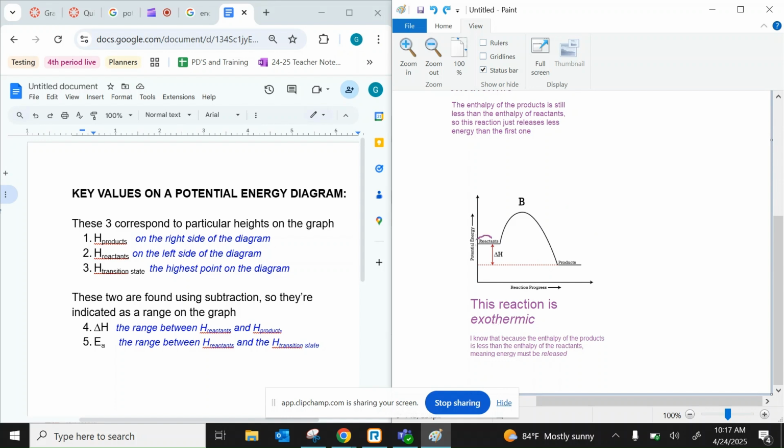We can see here's my reactants on the left, products on the right. My transition state would be here. And then my enthalpy of reaction is the difference between products and reactants here. And my activation energy would again be from the reactants to the highest point. So in this case, it would just be about here. And I can draw a dotted line here if I want to indicate where that height is coming from.